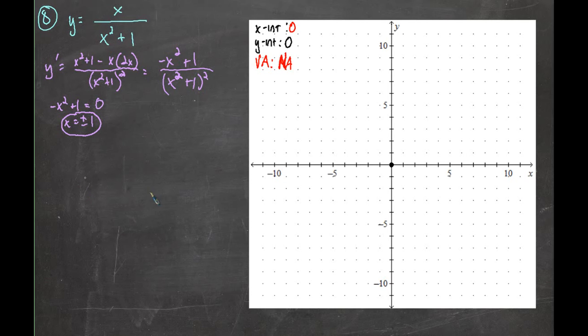Let's see. We've got our y-intercept, x-intercept. Now we're going to take the second derivative. This is the derivative of the derivative. Here is the derivative, so we're going to take the derivative of that, to see if there's any concavity switches.